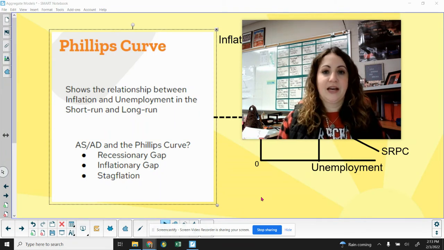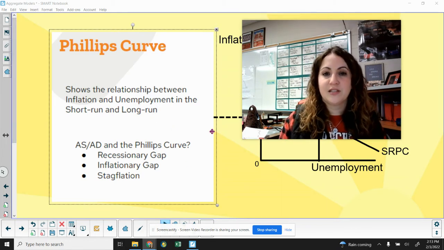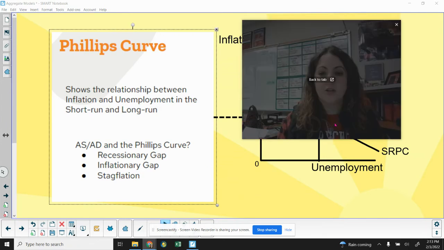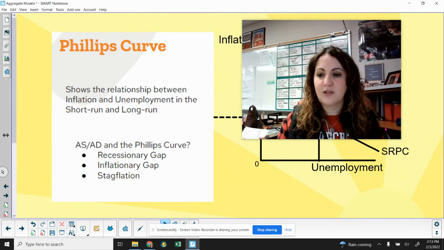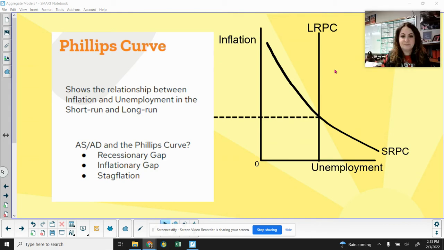So there's going to be a short run line and a long run line on this graph, and the axes are going to be labeled inflation and unemployment. We're going to talk about how this relates to the aggregate supply and demand graph, how you would see a recession on the Phillips curve, how you would see demand pull inflation on the Phillips curve, and how you would see stagflation also on the Phillips curve. So in your notes, I'm going to make myself a little bit smaller here, so I'm not taking up the entire screen. That's a little bit better.